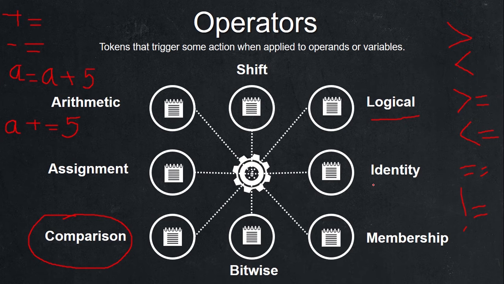Is and is not come in the category of identity operators, whereas in and not in come under membership operators. We have also done bitwise and shift operators: bitwise or, bitwise not, bitwise and so on. And shift operators are left and right shift.